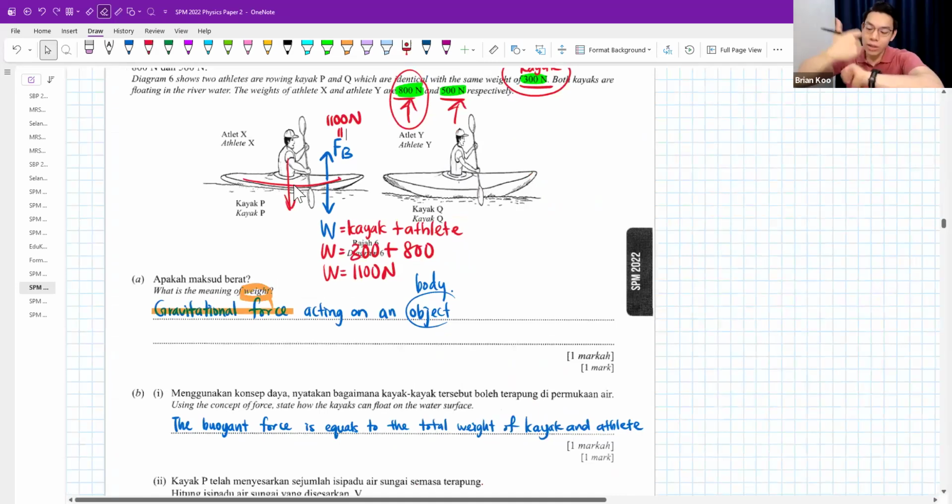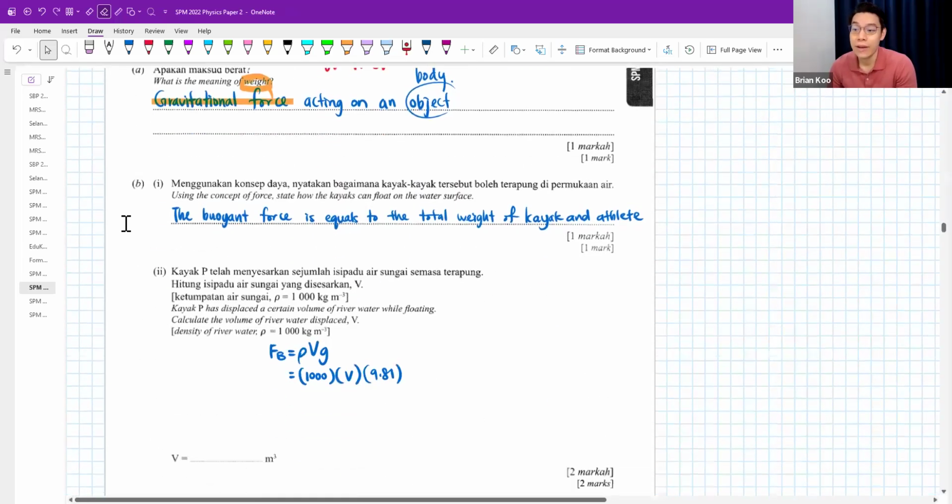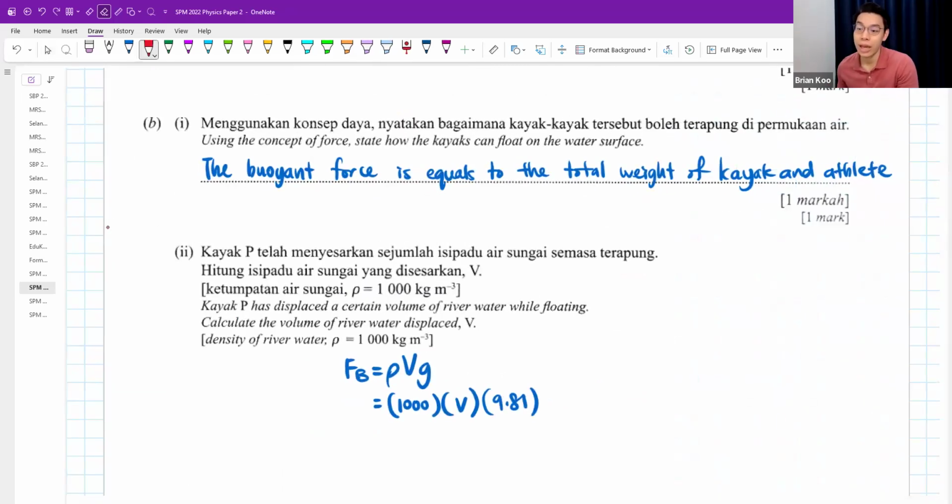If they ask what concept makes it float, I will tell them this is forces in equilibrium. The concept is forces in equilibrium. So my buoyant force is going to be straight away 1100, or you can add 300 plus 800. The weight of the kayak plus the weight of the human. The kayak is the boat plus the human.